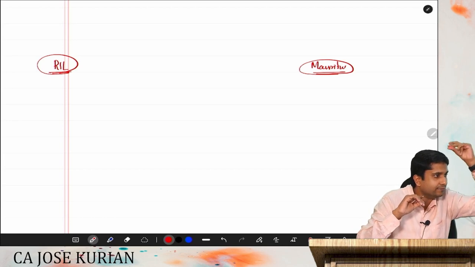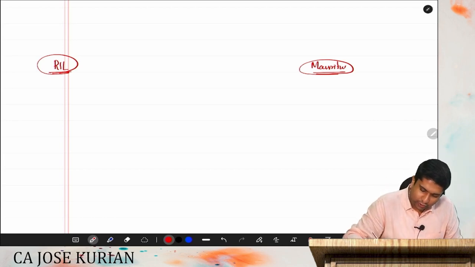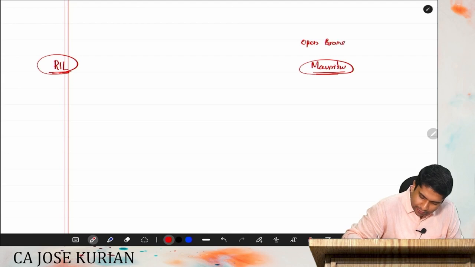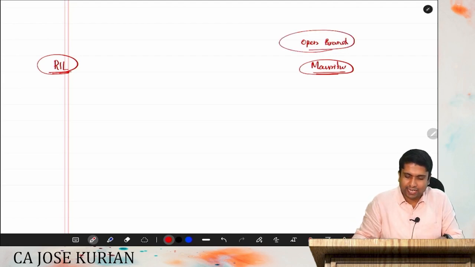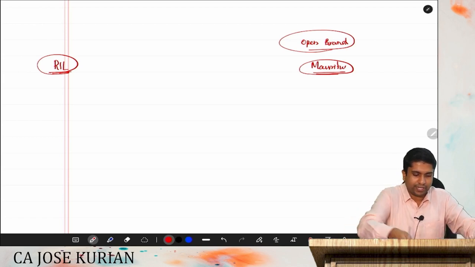Are you all listening? So, Reliance is planning to open a branch in Mauritius. What is the advantage in opening a branch, friends? What is the advantage in opening a branch?